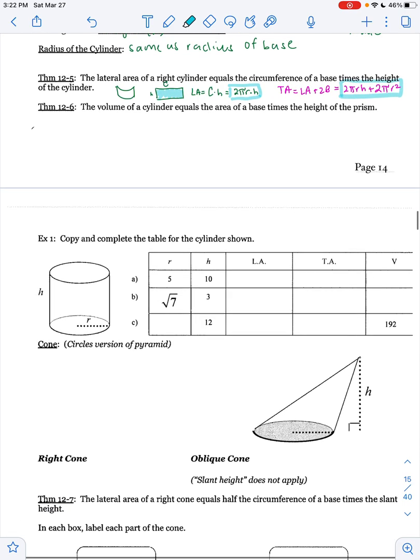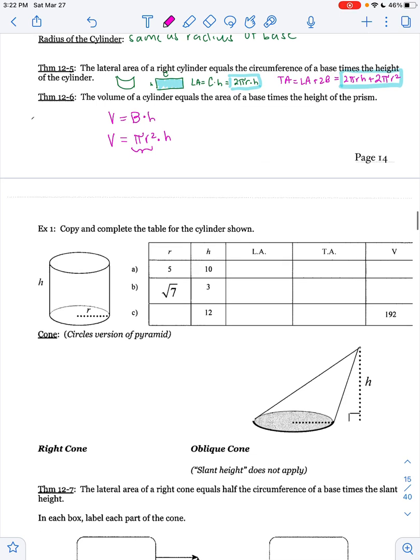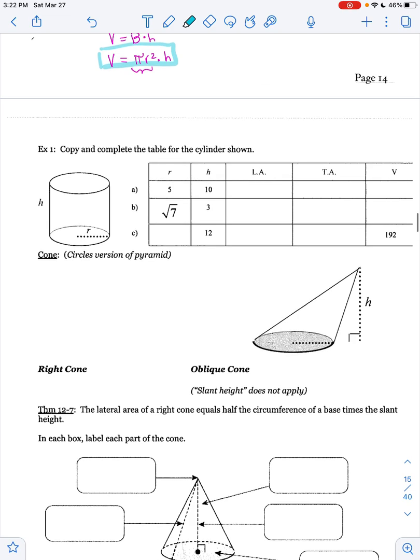The volume of a cylinder equals the area of the base times the height of the prism. So same exact thing as a prism. So I'm going to go ahead and write that out, and then we'll do the necessary replacement from there. If the volume, from what we think about a prism, is the area of the base times the height, the base in this case is pi r squared, and then the height is h. And this is because the base is a circle. So we have pi r squared h as the volume formula. So we're going to do a few examples on the next page on cylinders.